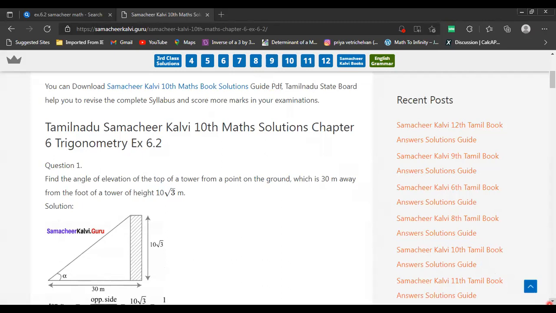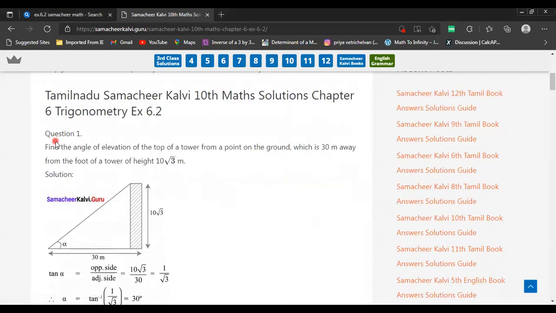First, let's depict this in the diagram. They're asking about the angle of elevation. Angle of elevation means, you just imagine you are standing on the ground and you are looking at the top of a pole or a top of a tower or something. Okay, so that's your angle of elevation.